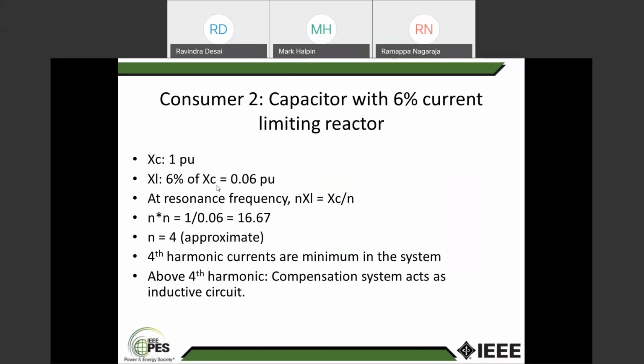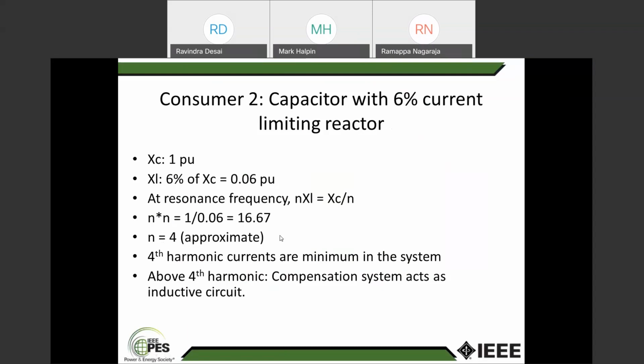But resonance frequency: N XL is equal to XC by N. Therefore, N square corresponds to 16.67. That is, N is approximately 4. Therefore, this resonates at the fourth harmonic. If you have a capacitor with 6% current limiting reactor, it resonates at the fourth harmonic. And what we just concluded, even order harmonics are very minimum.